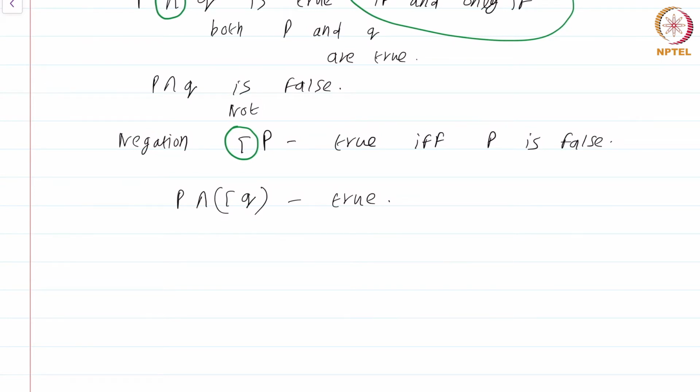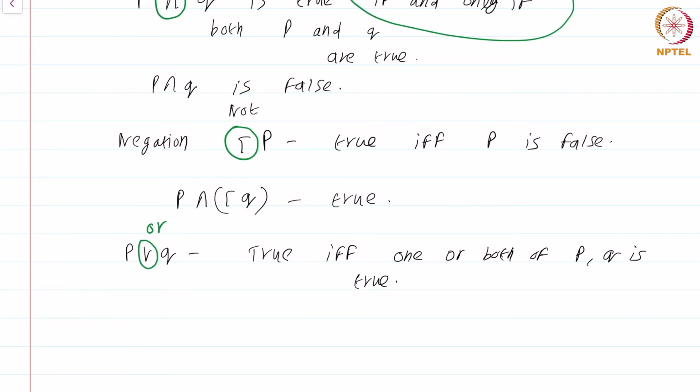Notice that we had used and in the definition of the intersection of two sets. There, the and is the mathematical and that I am defining here. Now, the third operation that is needed is P or Q. This is read or. This is a statement that is true if and only if one or both of P, Q is true. That means at least one of P or Q is true.